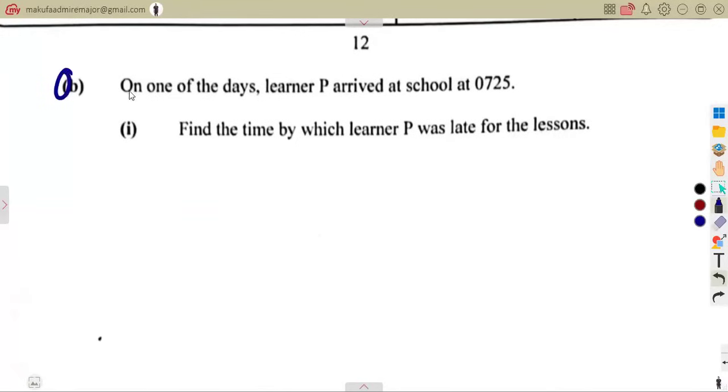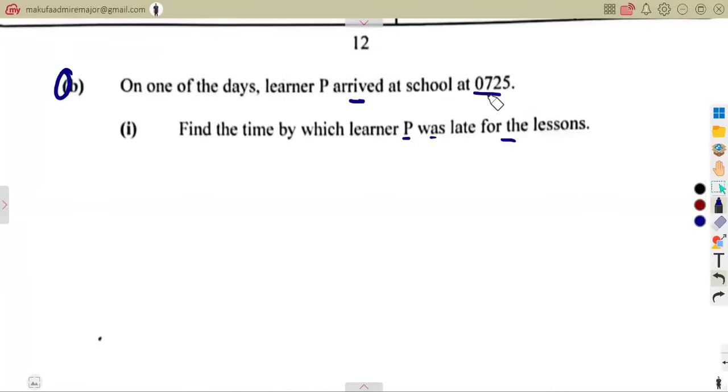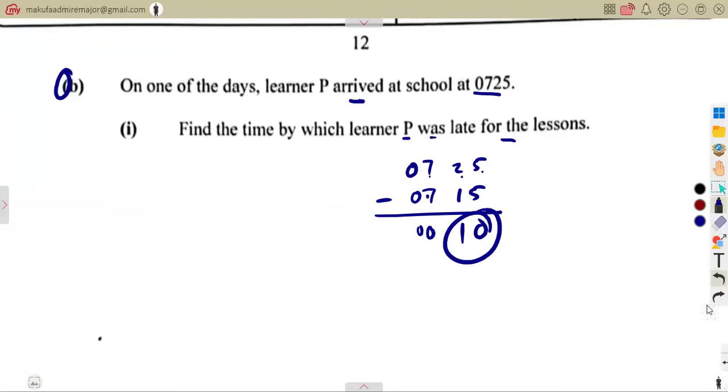Then you are given on number B, on one of the days, learner P arrived at school at 7:25. Find the time by which learner P was late for the lessons. Remember, this learner is supposed to arrive at 7:15, where the classes commence. But this time, he arrived at 7:25. So you're going to have the difference: 7:25 minus the time classes commence, which was 7:15. So that's the difference, which is a zero here, one, that's a zero, again a zero. So that means we are talking about the column of minutes. So this learner is 10 minutes late in this case.